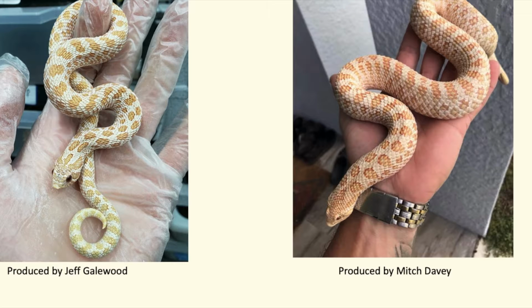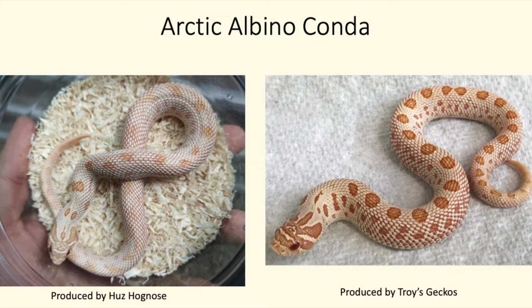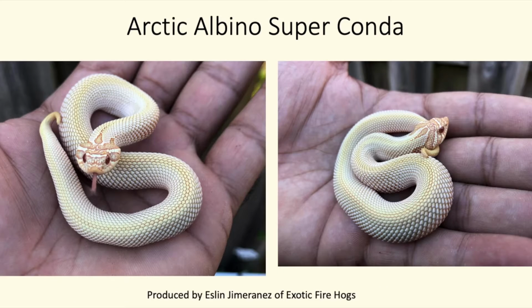Let's look at when you combine the Arctic albino with the Conda, and you'll get a pattern reduction. As you can see, look at the different colors. It's not just orange, you have different shades of it. Then let's take it a little further, and you have the Arctic albino super Conda, which has the complete pattern reduction other than the head.